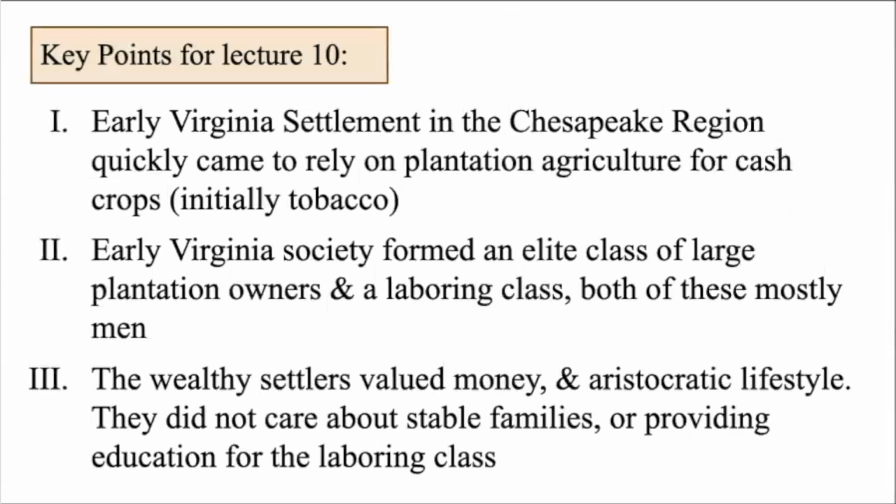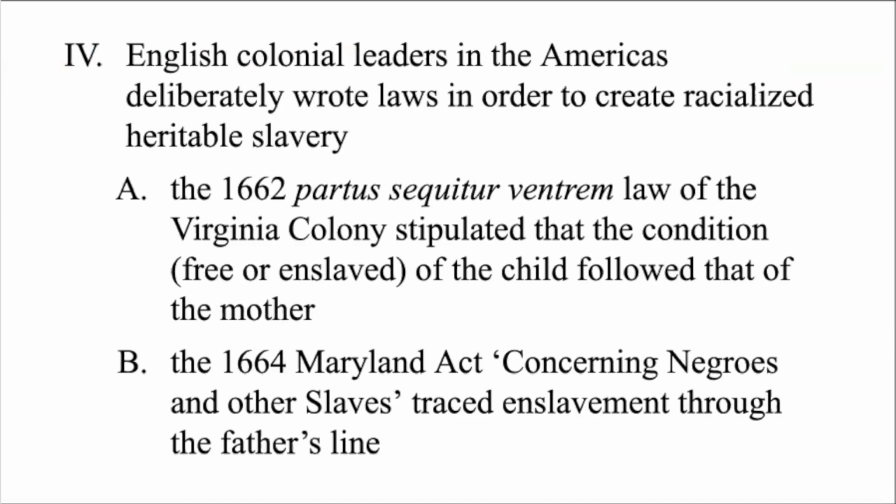Key points for lecture 10. And remember, this is for both part 1 in the last video and part 2 here. Early Virginia settlement in the Chesapeake region quickly came to rely on plantation agriculture for cash crops, initially tobacco. Early Virginia society formed an elite class of large plantation owners and a laboring class, both of these mostly men. The wealthy settlers valued money and aristocratic lifestyle. They did not care about stable families or providing education for the laboring class, and often for themselves, to be honest. English colonial leaders in the Americas deliberately wrote laws in order to create racialized, heritable slavery.